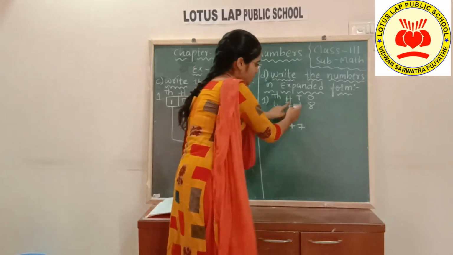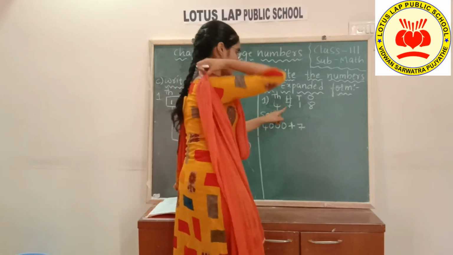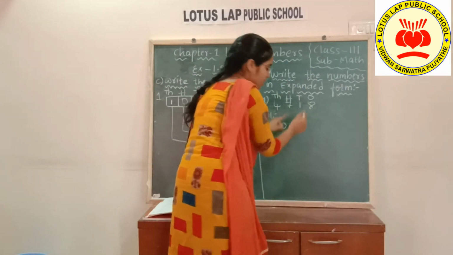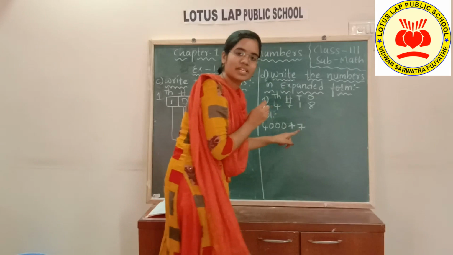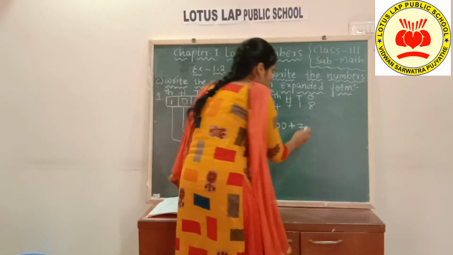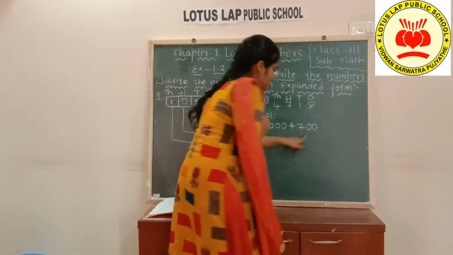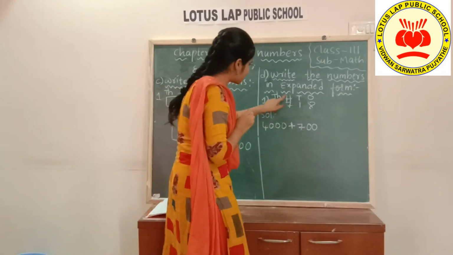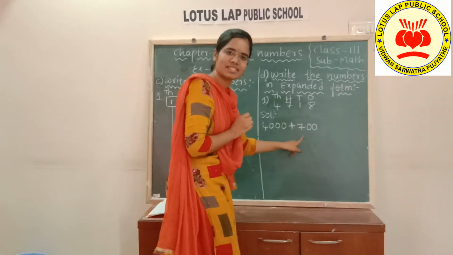Now the next digit is 7. After 7, how many digits are there? Yes, 2 digits. So we need to put how many zeros? Yes, children, 2 zeros. So it becomes 700, as 7 is in the hundreds place.